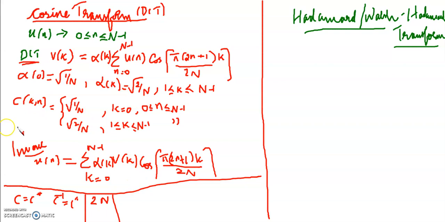Similarly, one more property of the cosine transform is that it is a very fast transform. We can calculate it in the order of n log n to the base 2 operations by an n-point FFT. So that is all about the cosine transform. Then the next type of transform is the Walsh-Hadamard transform.